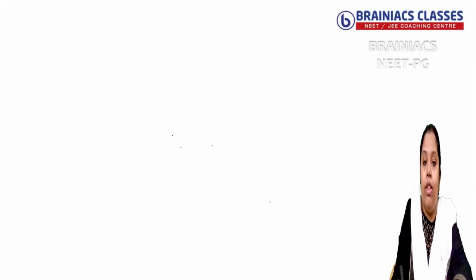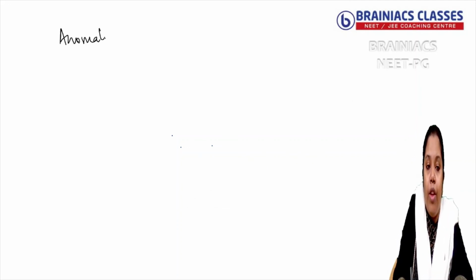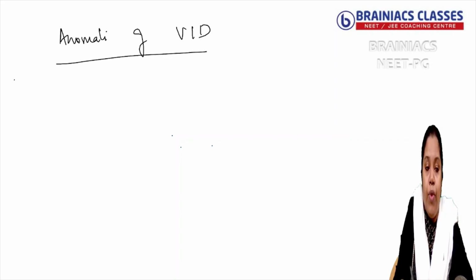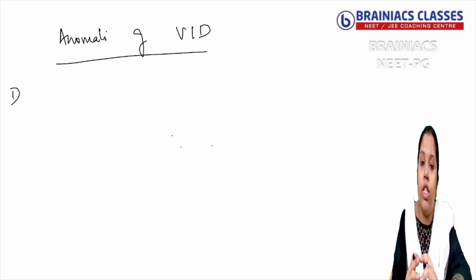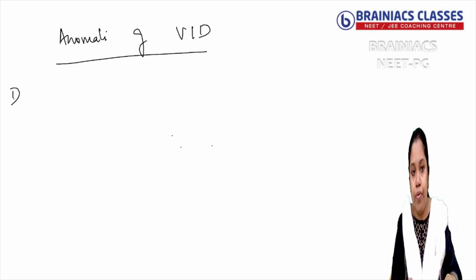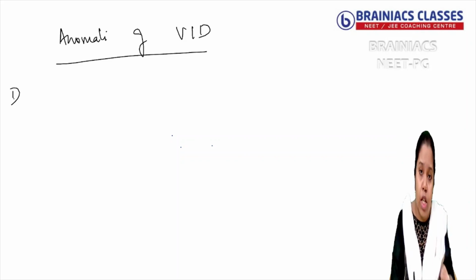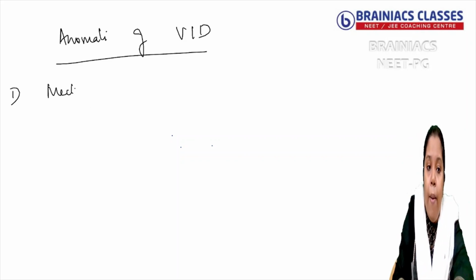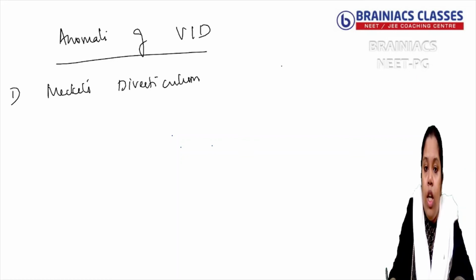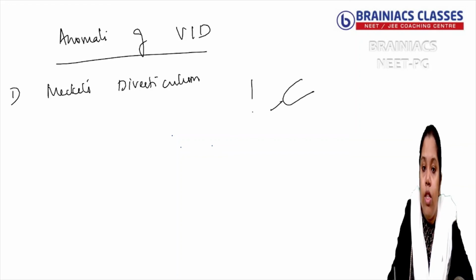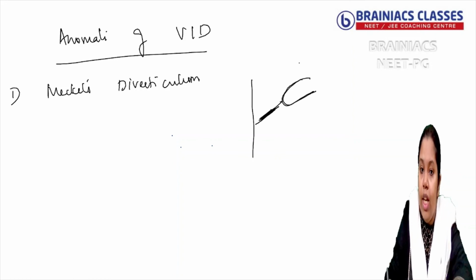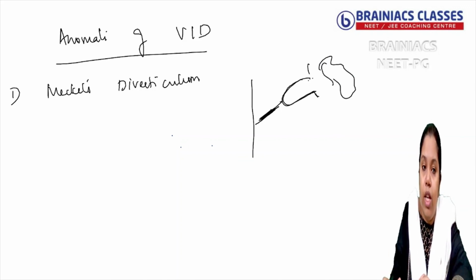Now I will tell you about some of the anomalies of the vitellointestinal duct. What happens if there is persistence of the vitellointestinal duct? The first one is called Meckel's diverticulum. Here, this is the anterior abdominal wall, and the vitellointestinal duct is persistent in the intestinal area. These are the intestinal loops. In the anterior abdominal wall it forms a cord.